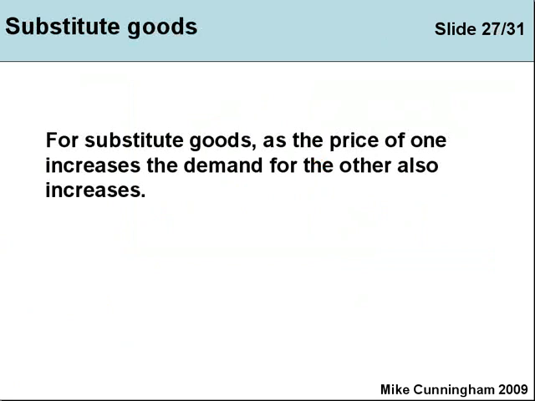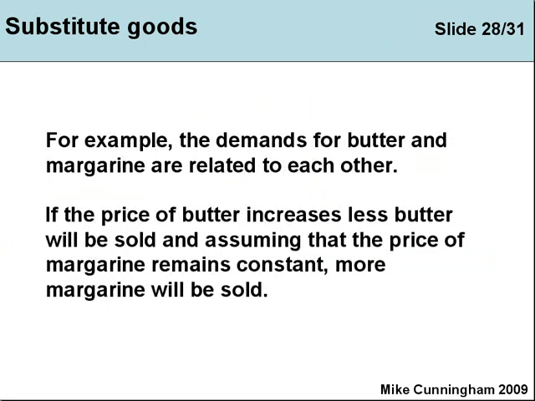Let's look at substitute goods. For substitute goods, as the price of one increases, the demand for the other also increases. For example, the demand for butter and margarine are related to each other. So the demands for both of these products are linked. If the price of butter increases, less butter will be sold. And assuming that the price of margarine remains constant, more margarine will be sold.